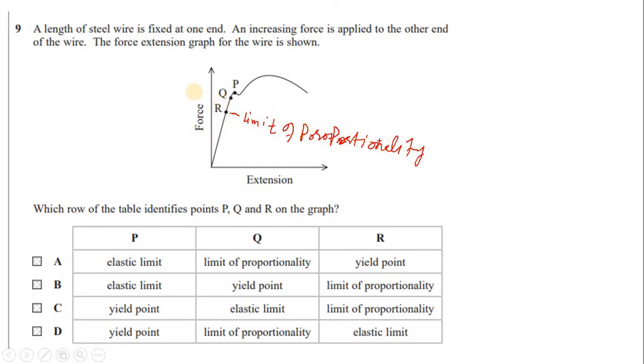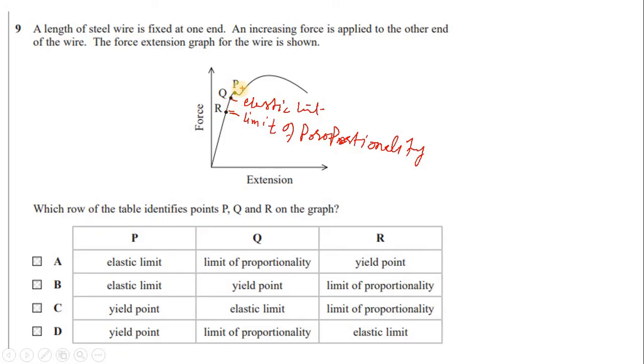After the limit of proportionality, we have a smaller interval in which the material behaves elastically, but it is not a straight line. This region is not a straight line, but the material is still behaving elastically, but not obeying Hooke's law. Okay, so R is the point where the material obeys Hooke's law. And after R till Q, the material is not obeying Hooke's law but still behaves elastically, and this Q is called the elastic limit.